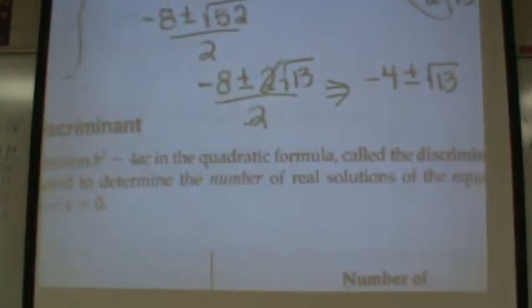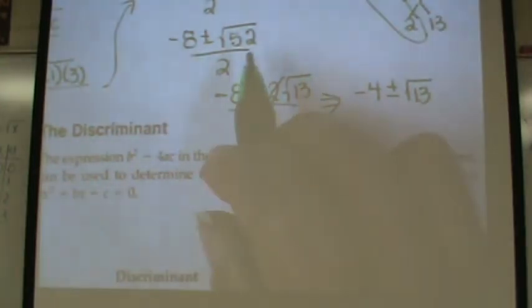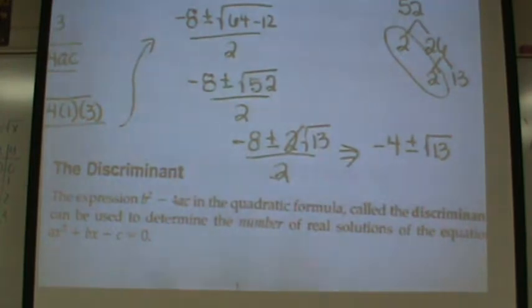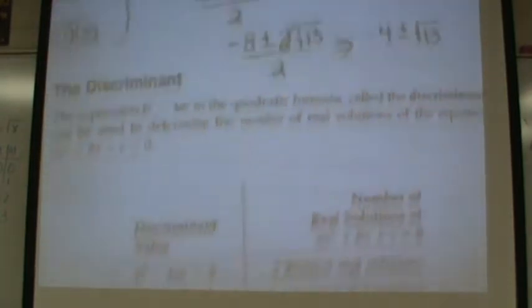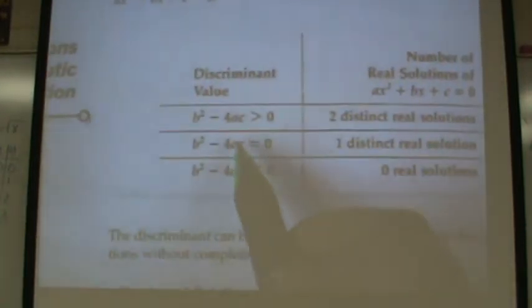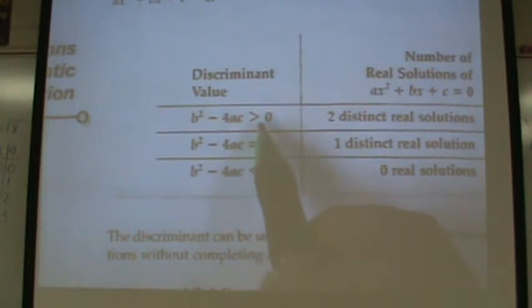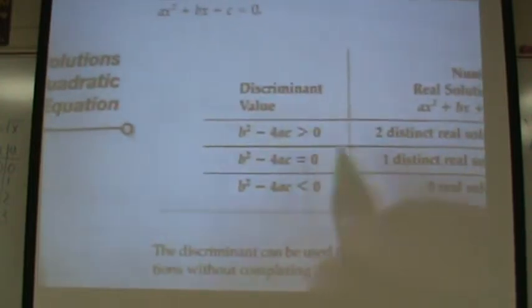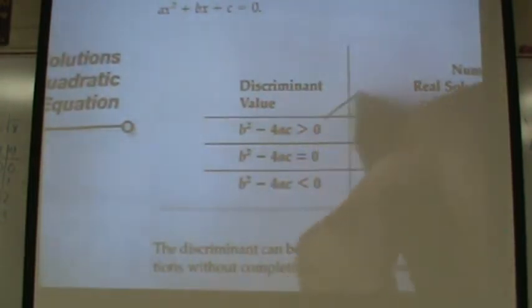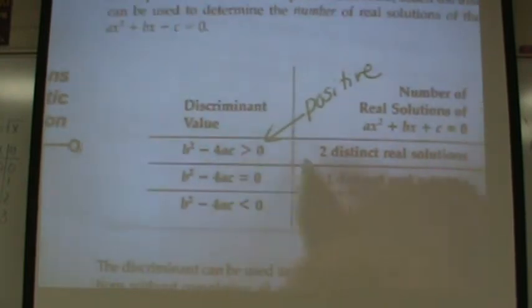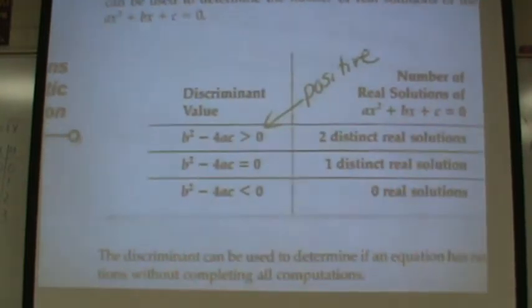In that one problem that we did where we got a square root of a negative 1, we said no solution. Do you know what this number 52 is called? It's called the discriminant. The discriminant is the b squared minus 4ac part of the quadratic formula. If that number comes out to be greater than 0, meaning a positive number, continue on, you're going to get 2 distinct answers.